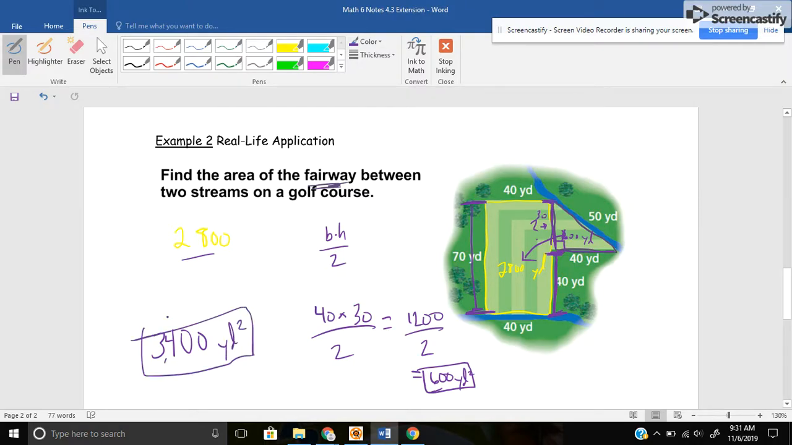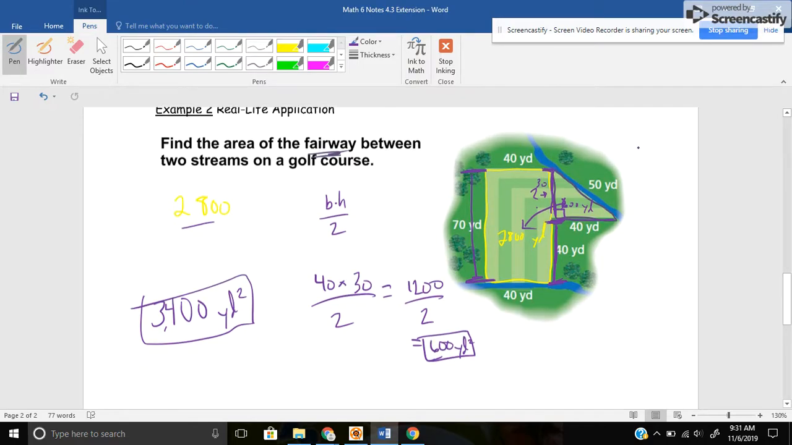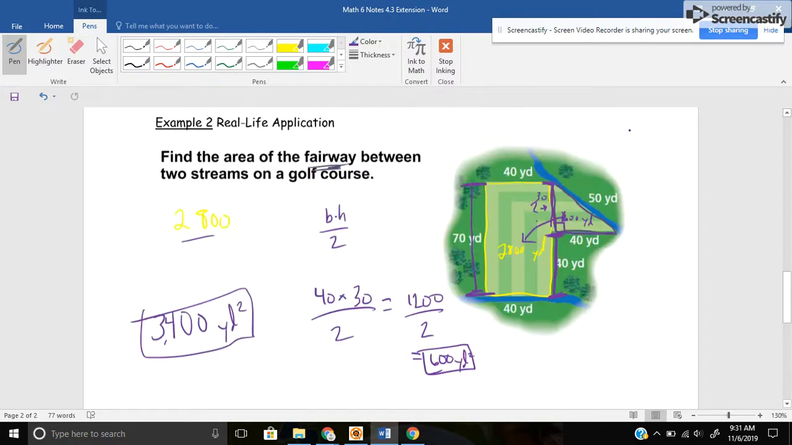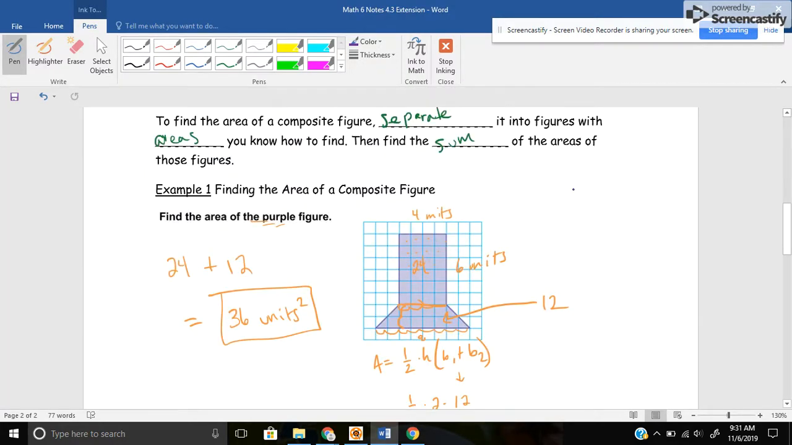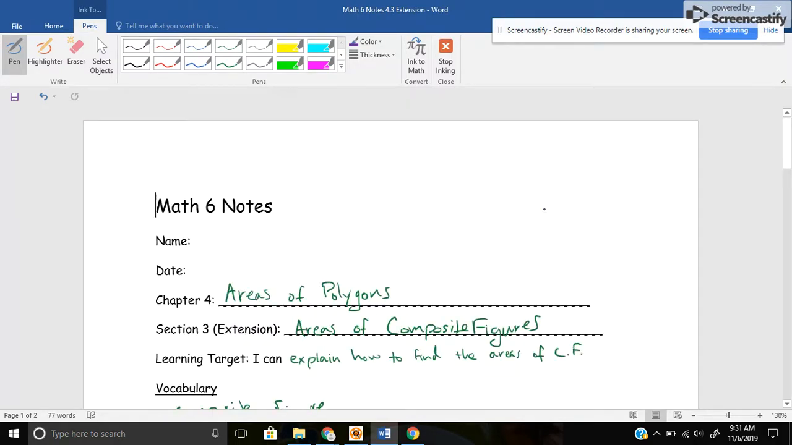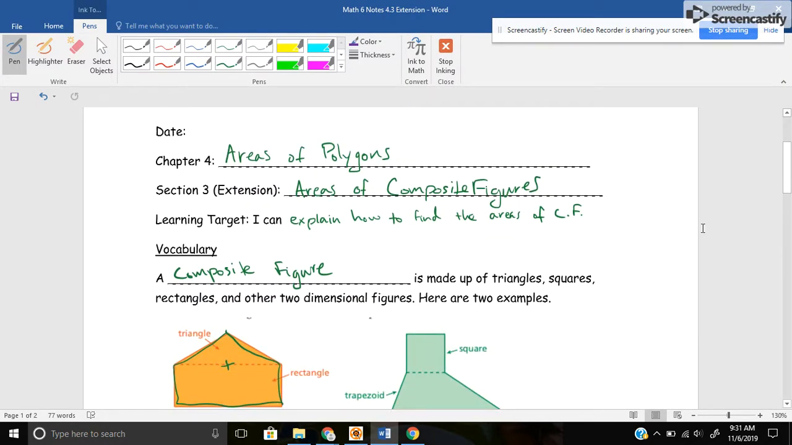Now, you could have split that fairway differently. That's just the way I chose to do it. Okay, and that's all the examples that I'm going to go through with you today for this extension section. Remember, the extension sections aren't too long. They're somewhat related to the previous section.